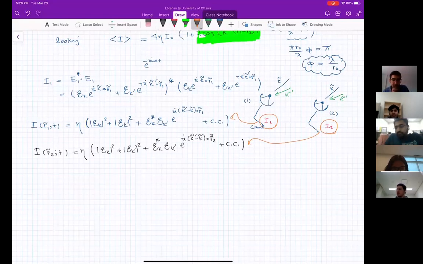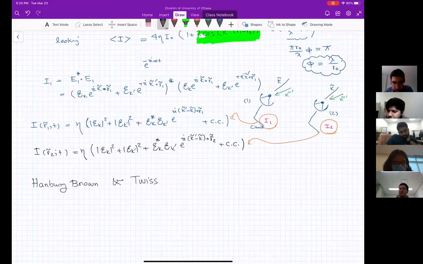What Hanbury Brown and Twiss did was take the two intensity currents and look for the correlation between them. It's a little bit strange. You may say, how come? We are looking for the field, how come we are detecting the field, and after detecting the field, we are looking for the correlation between them? That sounds a little bit strange, right?